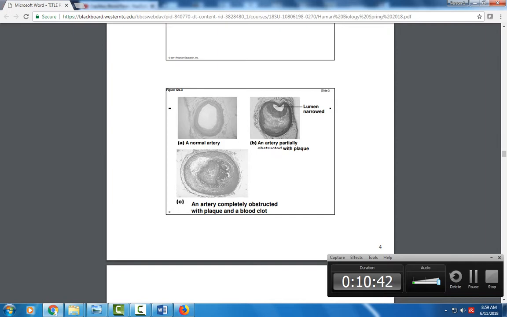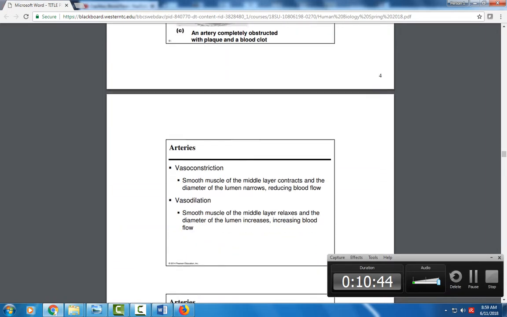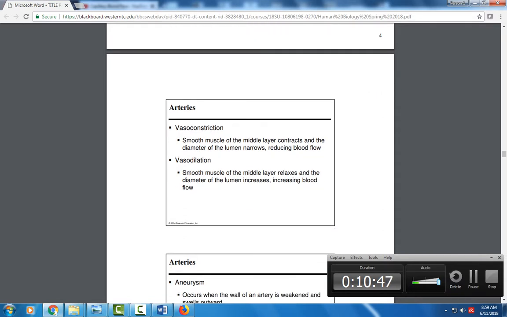So again, we talked about vasoconstriction is when the smooth muscle layer contracts, and that narrows the lumen and that reduces blood flow. Vasodilation is when the smooth muscle layer in an artery relaxes, and that increases blood flow. So some terms that you should be aware of.